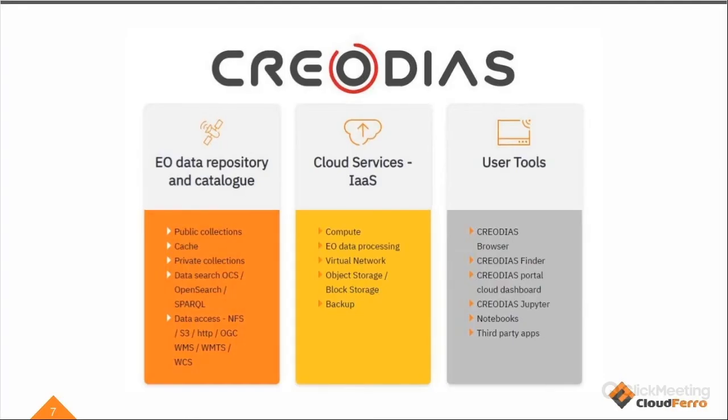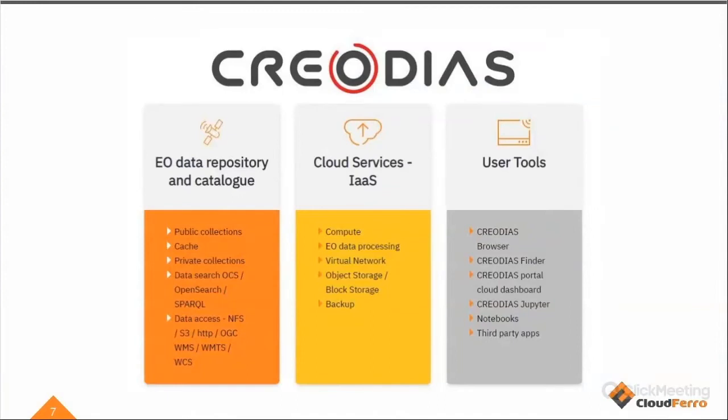And there are three components of CREODIAS. One is the Earth observation data repository and data catalog, where you can search data and download it. There are public collections, there are private collections, there are search engines, and there are ways to access the data, which is what the users want when they want to access very big data.